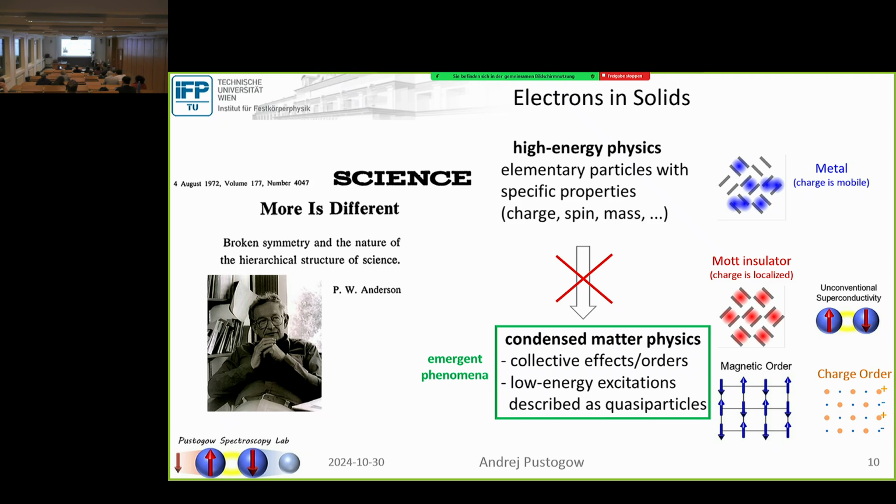So they become a metal where particles can move around. They can form some insulating phases. They can form unconventional superconductivity, also conventional superconductivity, magnetic orders, charge orders, etc. So we have these emergent phenomena because of the interactions of these particles.